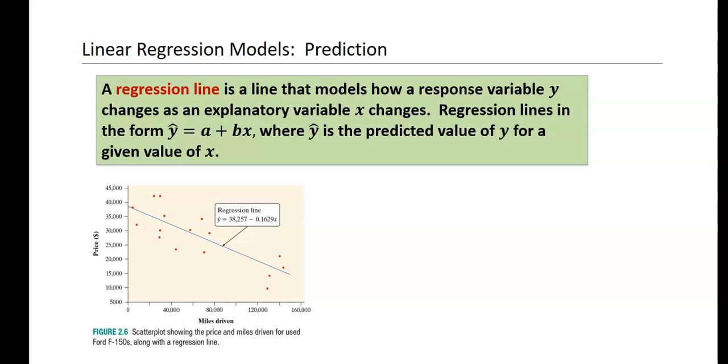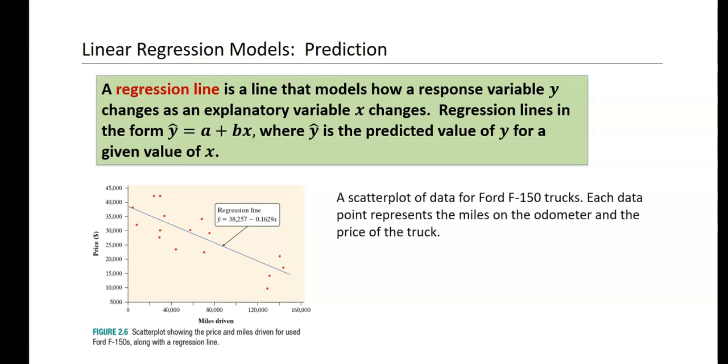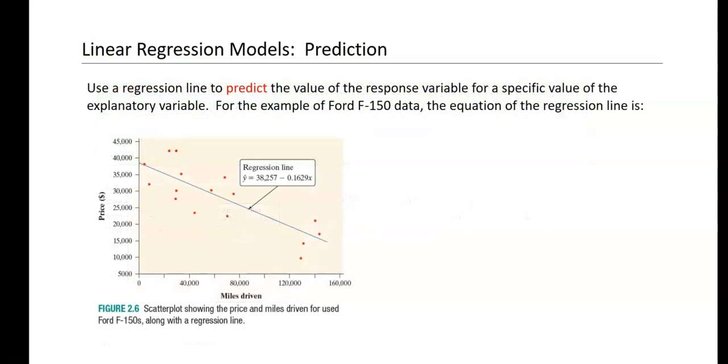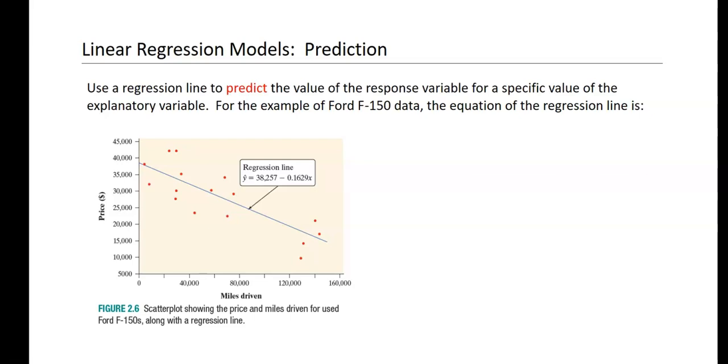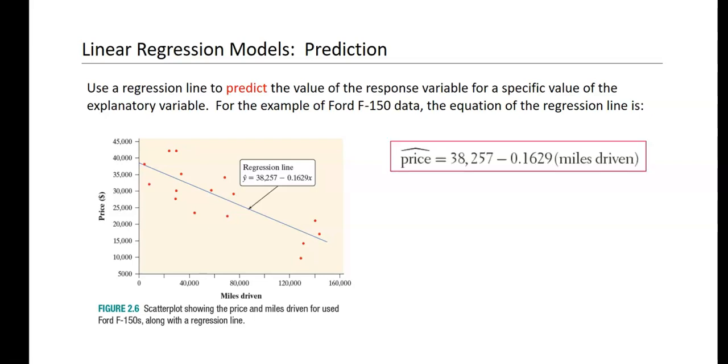And you can see here there's an equation, a scatter plot for F-150 trucks. Each data point represents the miles on the odometer and the price of the truck. And so you can use that to predict. So how can we predict? The question was, the equation of the regression line is this.